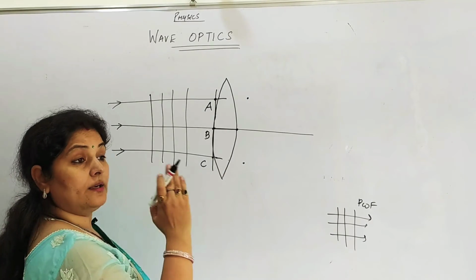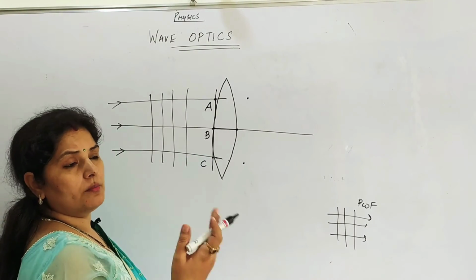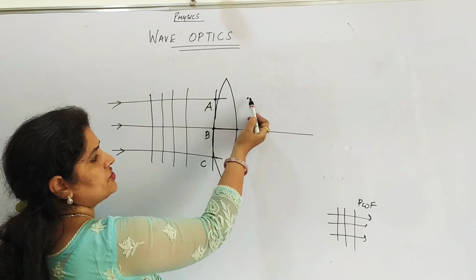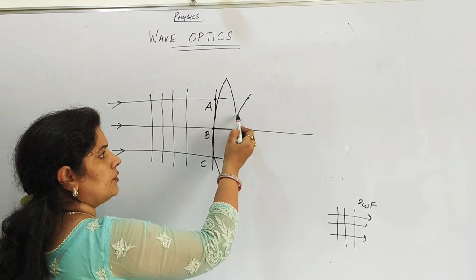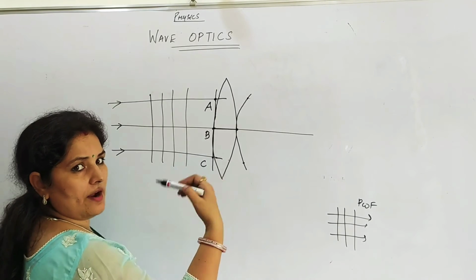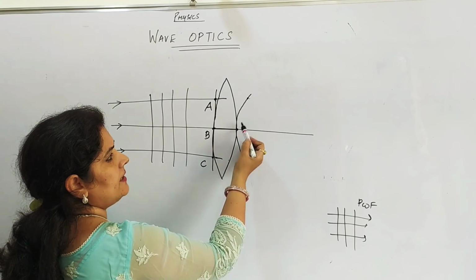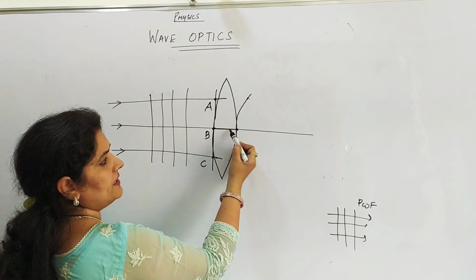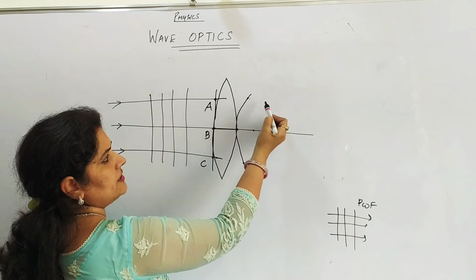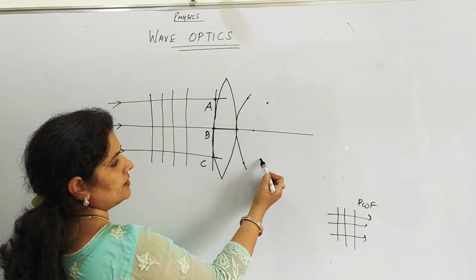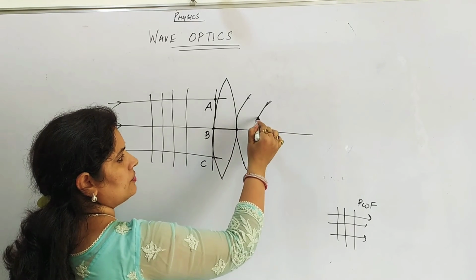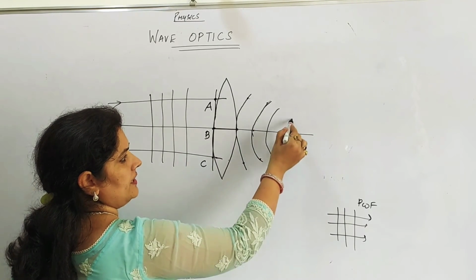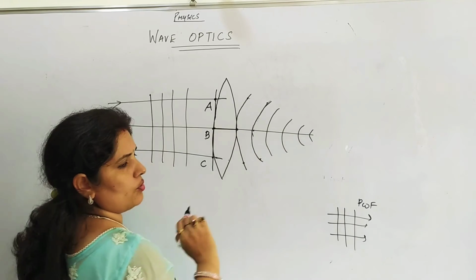It will also move out, but the light coming from B will come, say after 1 second, this will reach here, this will reach here, but B will reach here. So this would be the wavefront. After next second, by the time B will come here, this will reach here, this will reach here, and that is how the wavefront is. Next wavefront, next wavefront, and so on.